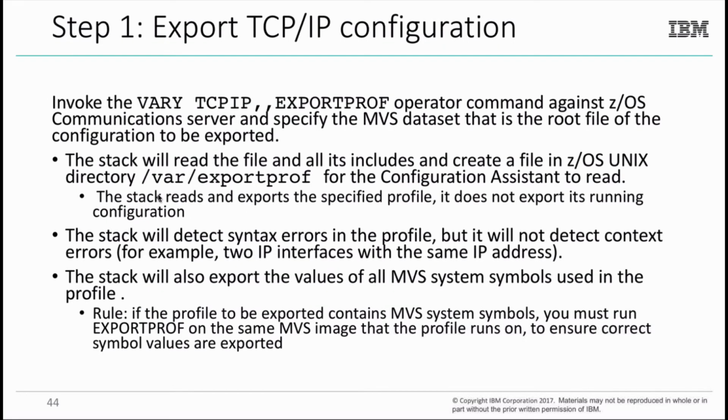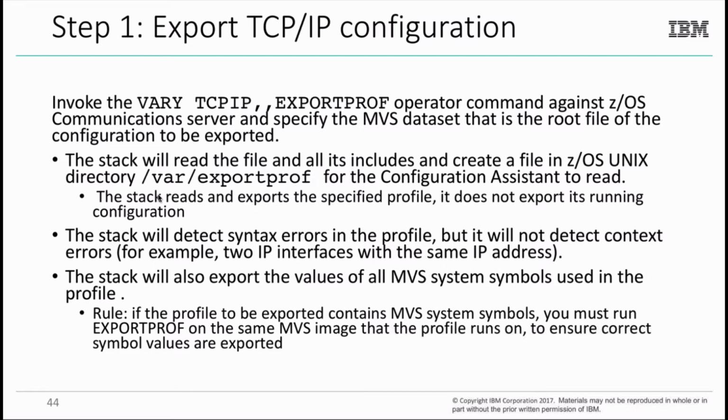So the first step of importing your profile is to export it from TCP/IP. There's a new VARY TCP/IP command, EXPORTPROF. You run it against the z/OS Communication Server and you specify the MVS dataset that is the root of the configuration to be exported. Comm Server will read the file and all of its includes and create a file in /var/exportprof for the Configuration Assistant to read. What you're basically doing here is you're exporting your profile as a JSON file.